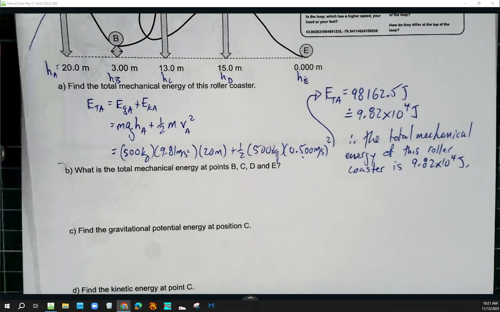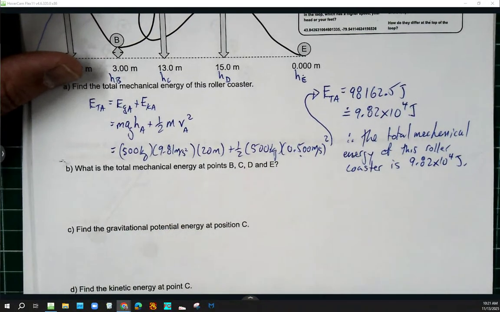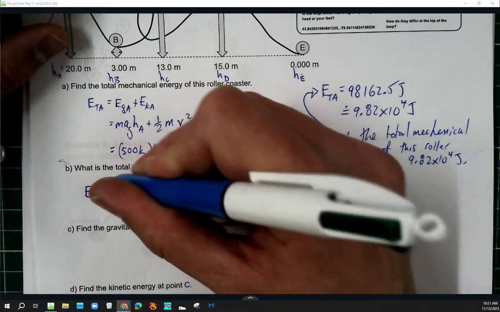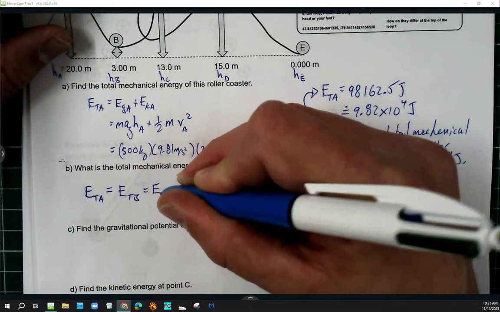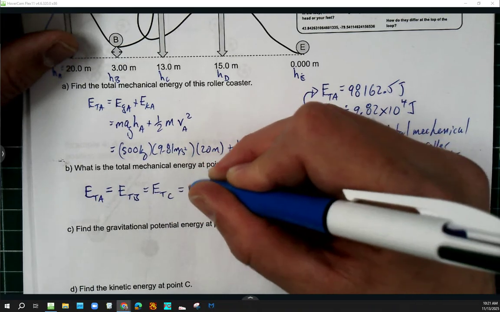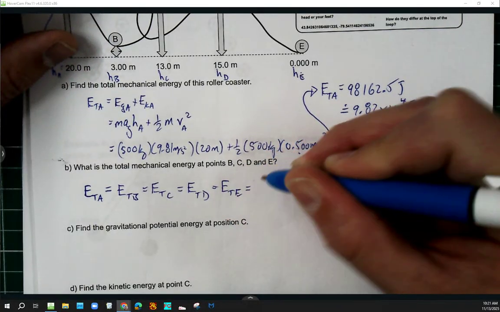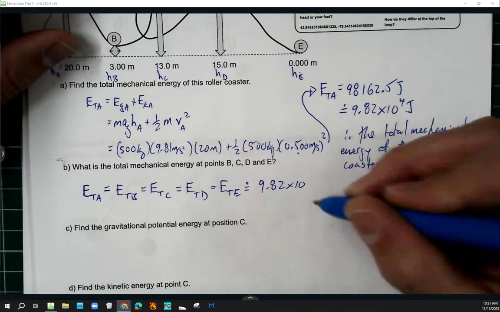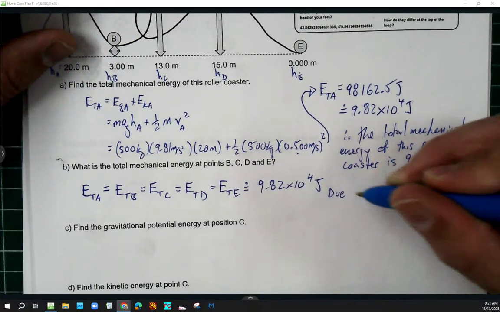Now, this might not be such a mathy thing, but it says, what's the total mechanical energy at B, C, D, and E? What do you guys think? Same. Should be same, yeah. If conservation of energy is a thing and we're not losing energy due to drag or friction or anything, if this is a totally conserved roller coaster, E total at A, B, C, D, and E are all going to be 9.82 times 10 to the power of 4 joules. And we could make a little statement, due to conservation.